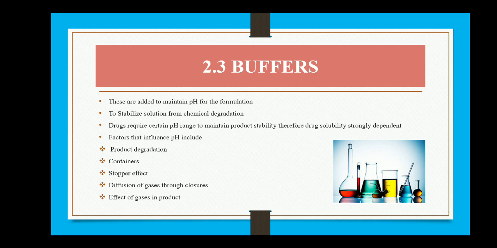Next important additive used in the preparation of parenteral products is buffers. These are added to maintain the pH of the formulation and to stabilize the solution from chemical degradation. Drugs require a certain pH range to maintain drug stability. Therefore, drug solubility is strongly pH dependent. And there are some factors that influence the pH, such as product degradation, containers, stopper effect, diffusion of gases through closures and effect of gases in the product.